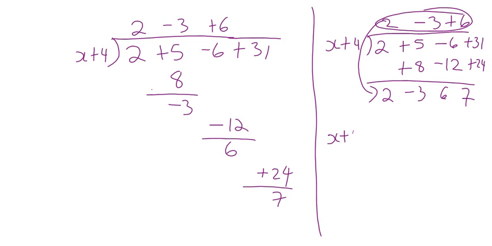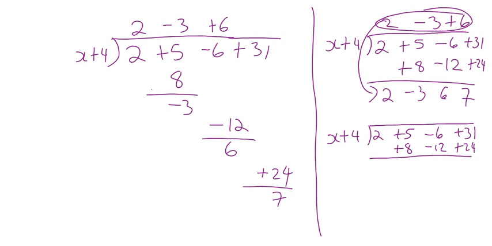So now we have x plus 4, and we have a 2, and a plus 5, and a minus 6, and a plus 31. And under them we have the 8, and the negative 12, and the 24. And underneath now we have the 2, the negative 3, the 6, and the 7. So this is what we're going to do for synthetic division, is just collapse the whole thing down so that we're writing it on basically 3 lines. So here's how we do a synthetic division.